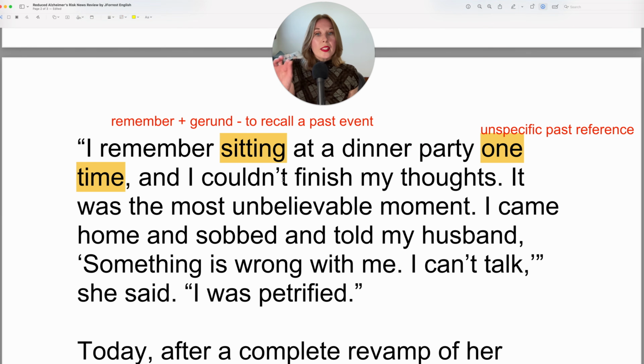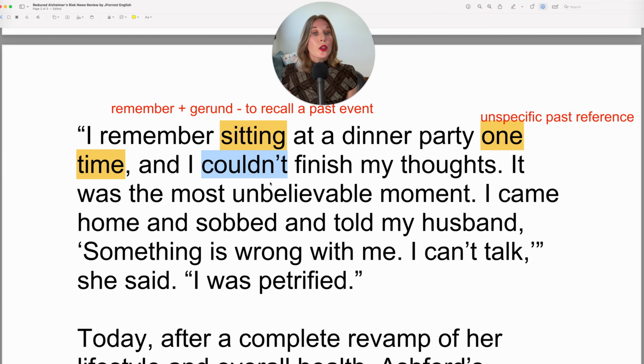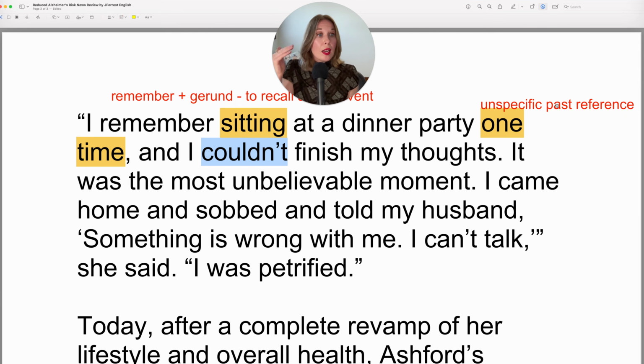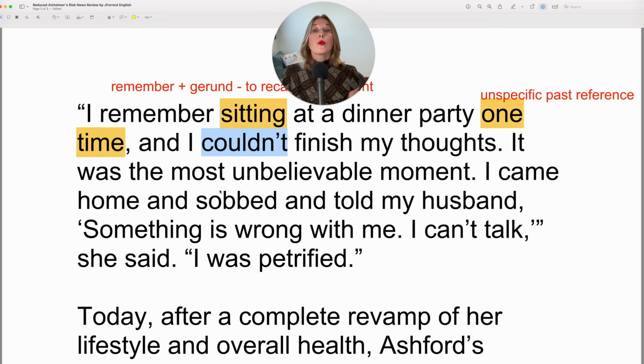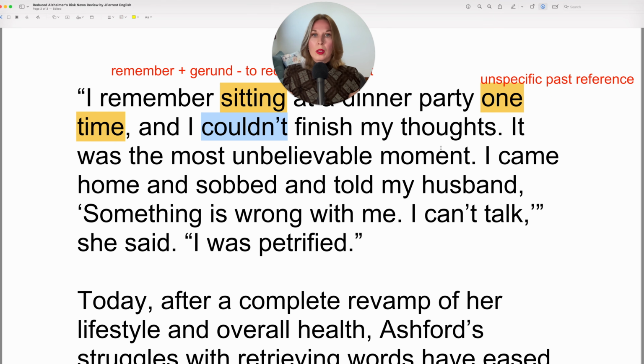So "couldn't," this is the modal verb can in the past. I can do that. I couldn't do that yesterday. I can do that now. I can do that tomorrow. I couldn't do that yesterday. So can for the present or future, couldn't for the past. I couldn't finish my thoughts at that unspecified time in the past. It was the most unbelievable moment.